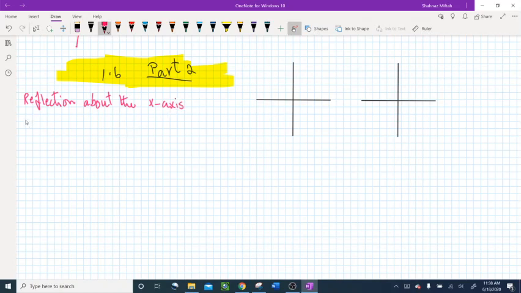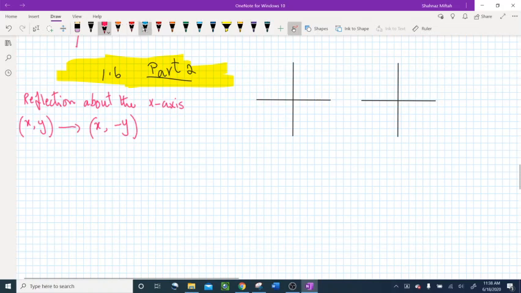For example, I have an ordered pair which is the original ordered pair (x, y). If you're reflecting across the x-axis, all you have to do is change the sign of the y value. So x stays the same and you change the y value like that. So that's reflection about the x-axis.